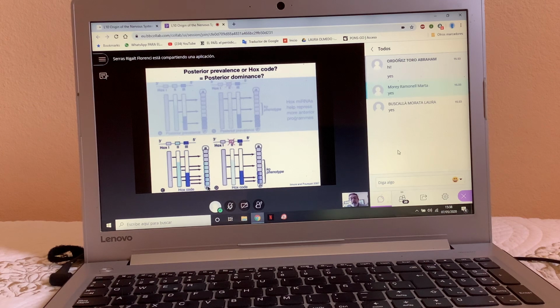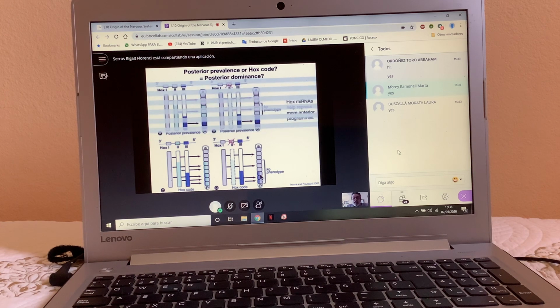Here, those 3 segments, according to this model, are the result of the combinatory action of blue, green, and gray. And now here, if the combinatory action is the way that Hox genes work, we are going to get a new phenotype here, which is going to be triggered by the expression of blue and gray, okay?